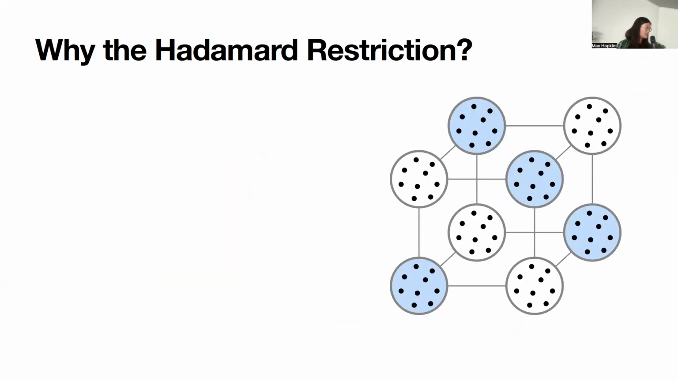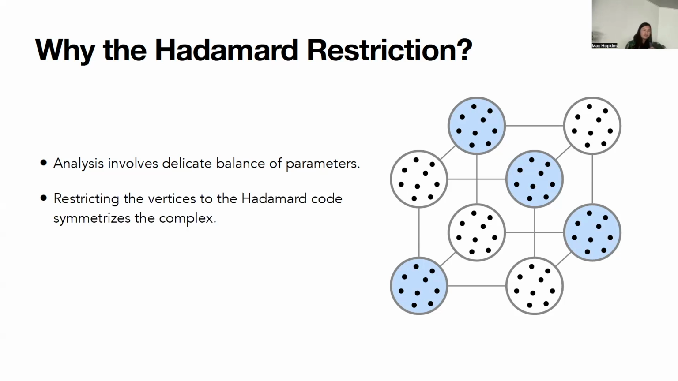Okay, so maybe let me answer Tom's question now, which is why the Hadamard restriction. The answer is basically that the analysis involves a delicate balance of parameters, and for the analysis's sake, it's much easier if all these parameters are symmetrical. What do I mean by that? In particular, if we restrict to the vertices of the Hadamard code, it symmetrizes the complex. Note that the distance between any two vertex sets is exactly 2 in this three-dimensional case. You don't have any that are distance 1 from each other or distance 3 from each other. So you really get a very nice symmetrical complex.